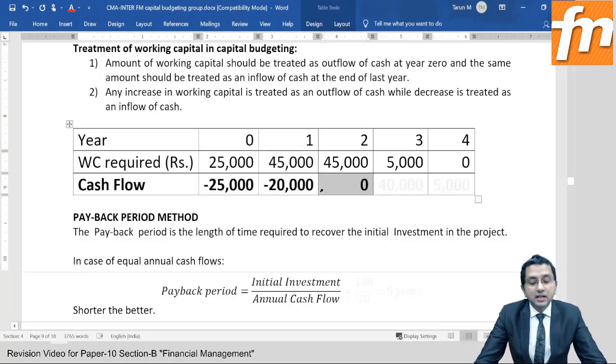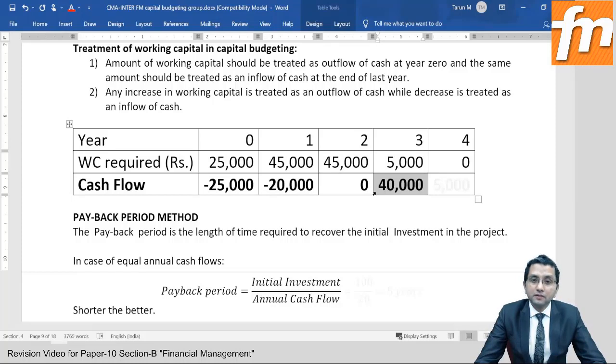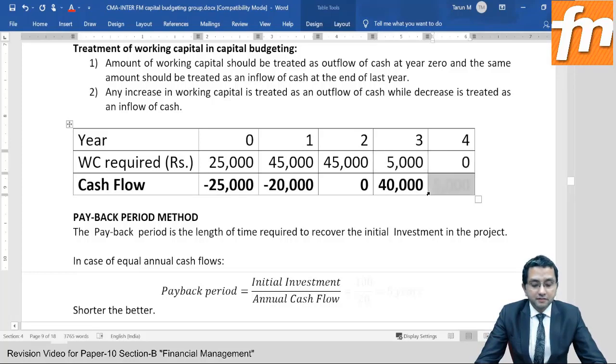And in second year, working capital remains same, so no cash flow. Then in third year, working capital reduces from 45,000 to 5,000, and that's why the reduction is 40,000. This is an inflow of cash. Then it reduces to 0 level from 5,000 level. It means there is a reduction of 5,000.